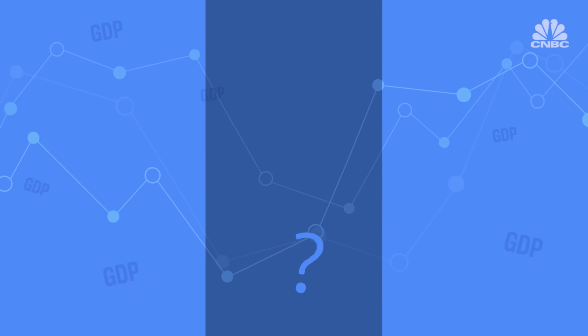Here in the UK, GDP is around $2.5 trillion per year. In the United States, the world's biggest economy, it's around $19 trillion every year. How do you get to these numbers?